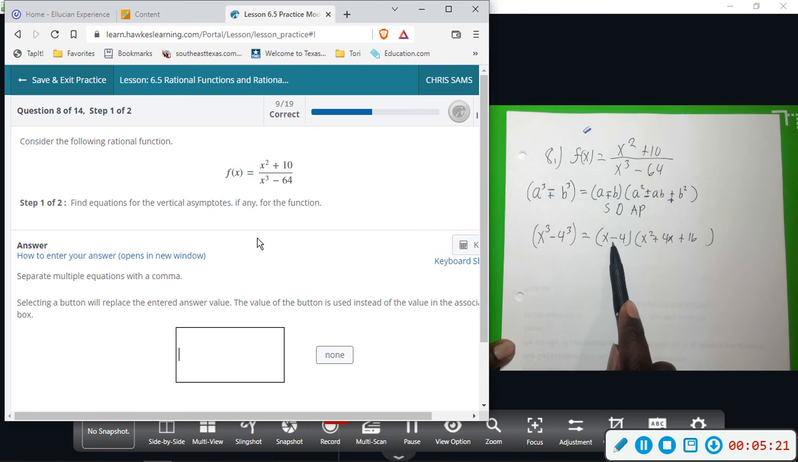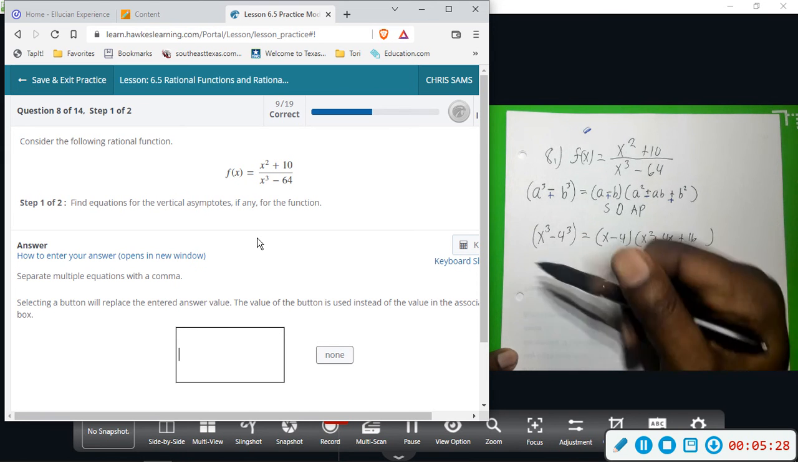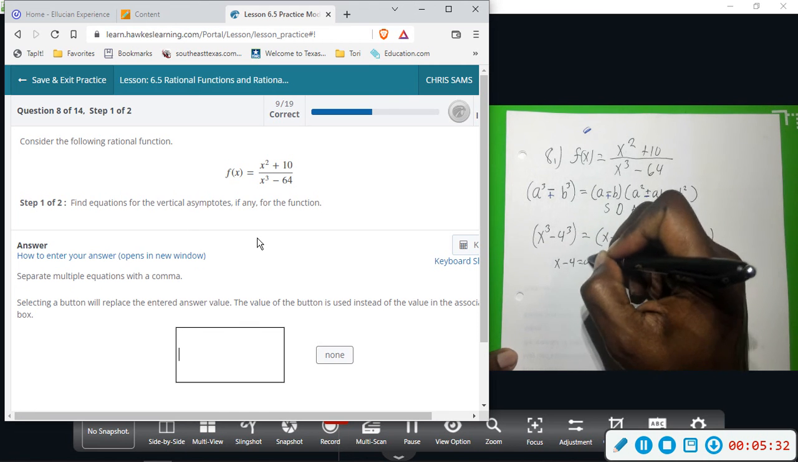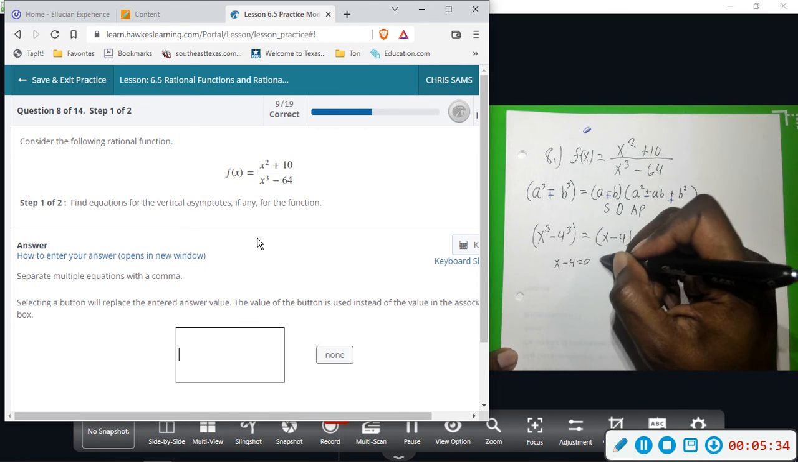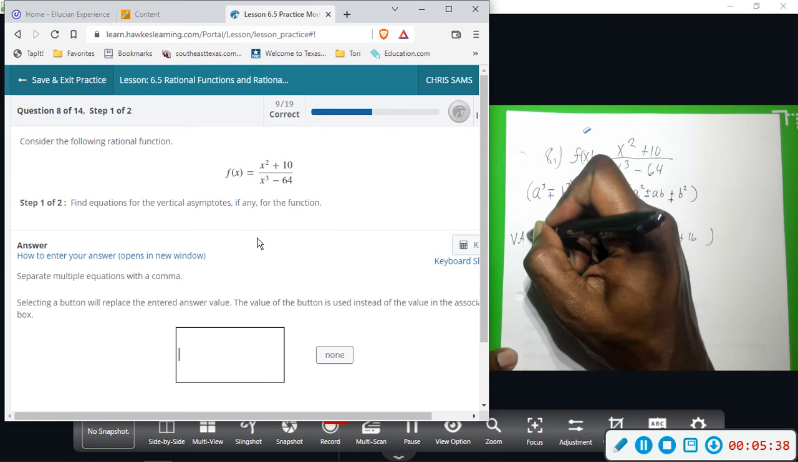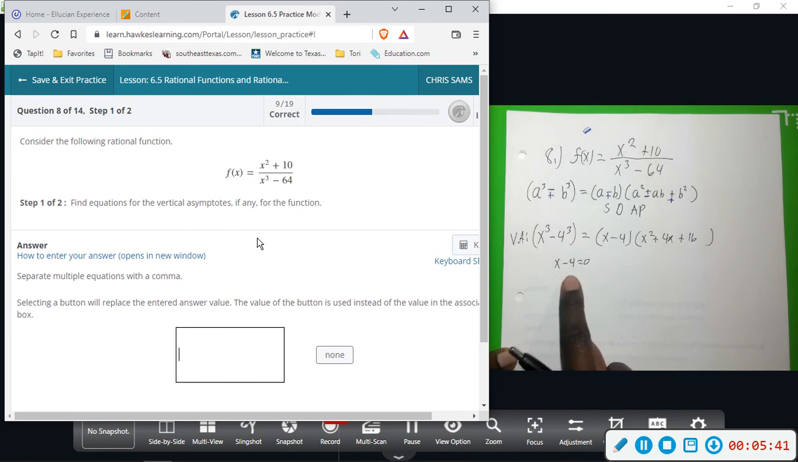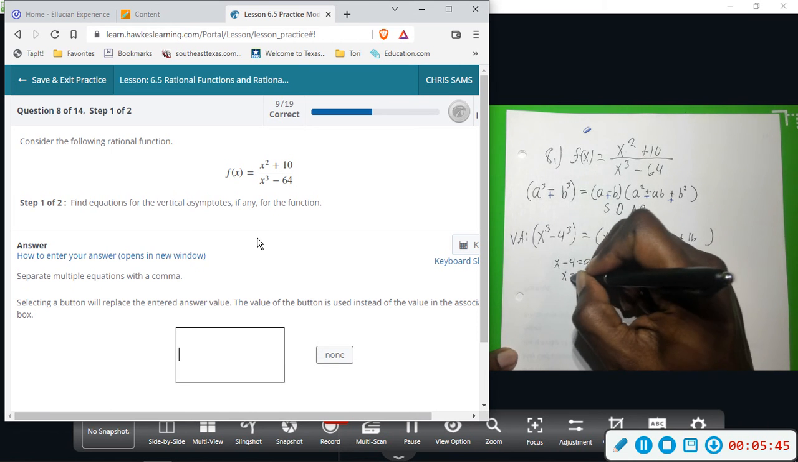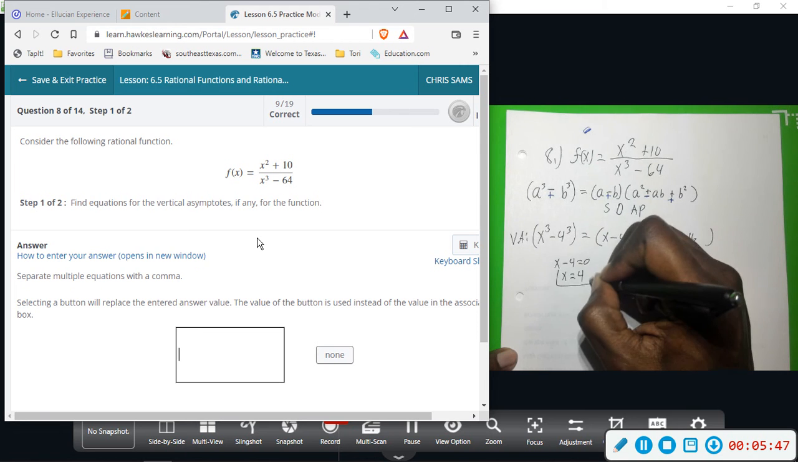Setting this equal to 0, let's set x minus 4 equal to 0 and then solve. Now this is the denominator. We're trying to find the vertical asymptotes here, so we have to factor this first and then set it equal to 0. This is going to give us x equals a positive 4. So that's our vertical asymptote.